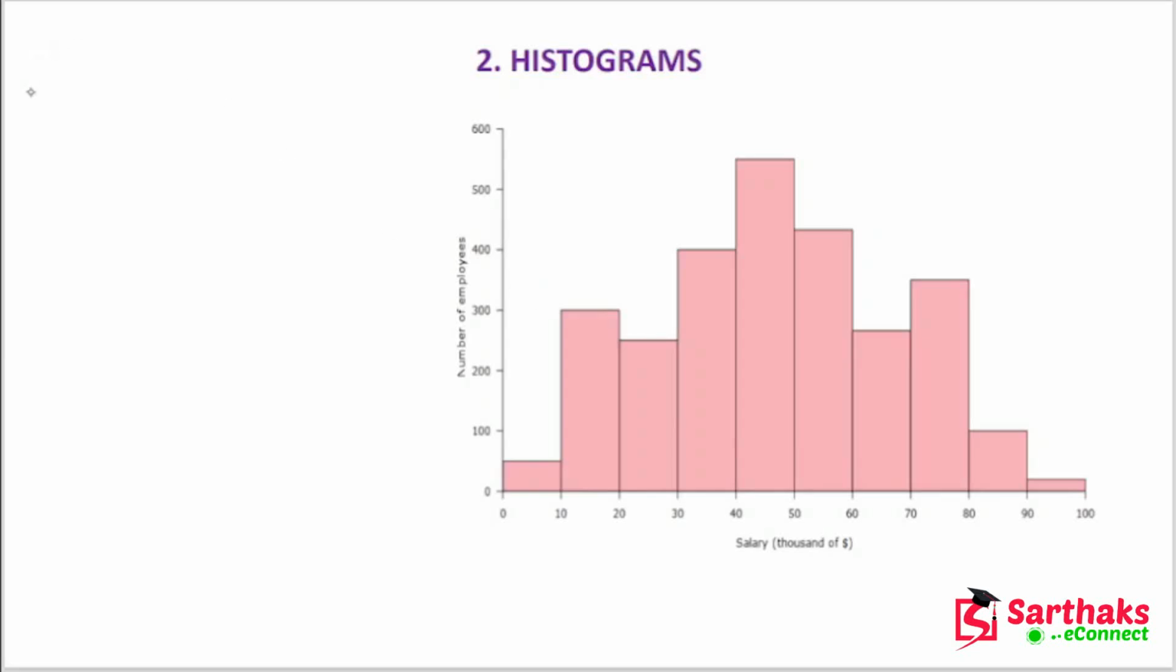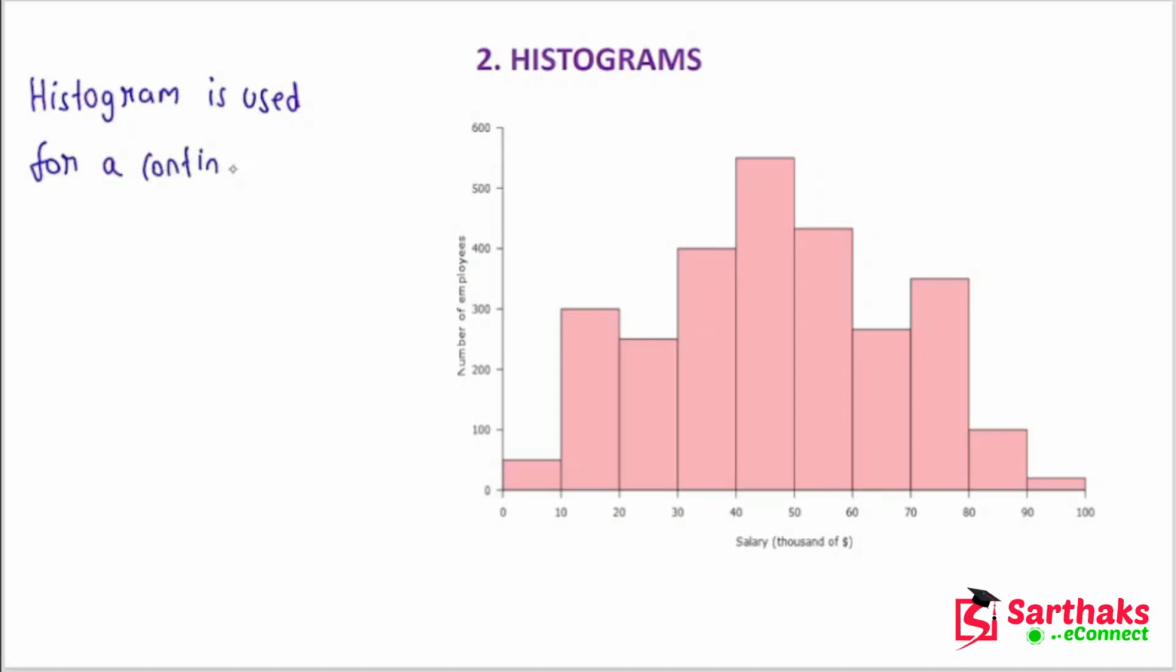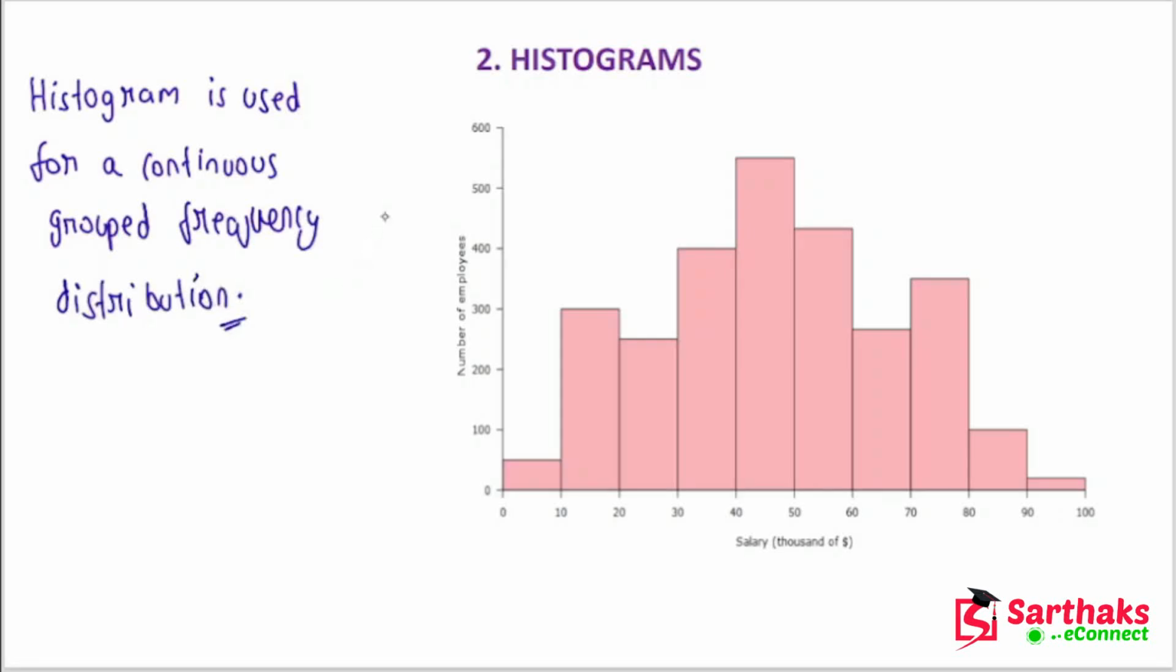So you can clearly say that a histogram is used for a continuous grouped frequency distribution. So you can clearly see the bar graph is for discrete data and the histogram is for continuous distribution.